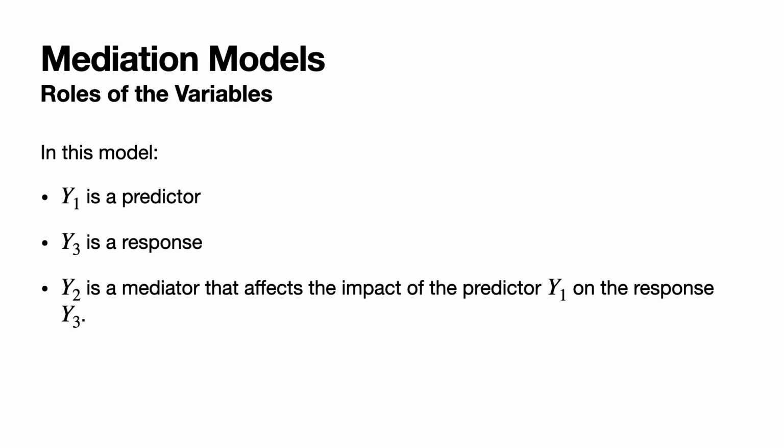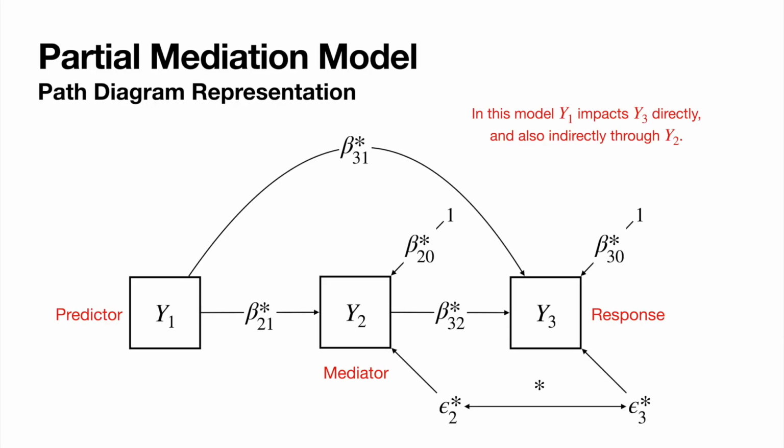Now in this model, y1 is a predictor or explanatory variable, y3 is a response, and the variable y2 is what is called a mediator that affects the impact of the predictor y1 on the response y3. And so taking another look at our path diagram, y1 is a predictor, y3 is the response variable of interest, and y2 is what is called the mediator. The impact of y1 is being mediated by the variable y2. So in this model, y1 impacts y3 directly, but it also impacts y3 indirectly through the mediator y2.